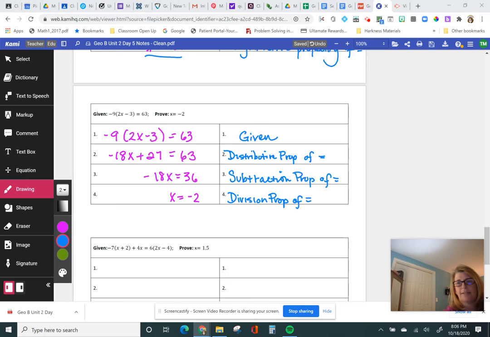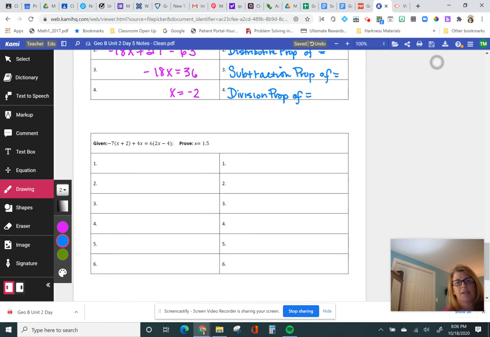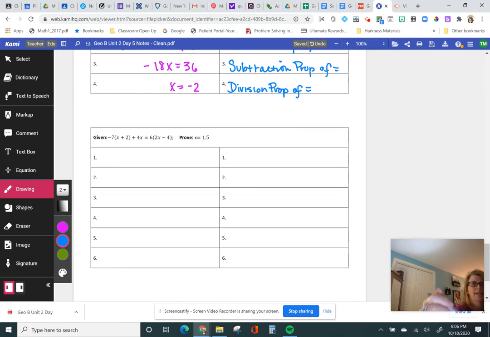All right, save the best for last. This is a big one. Look at this one. 6 lines on this one. We can do it in 6 lines totally.